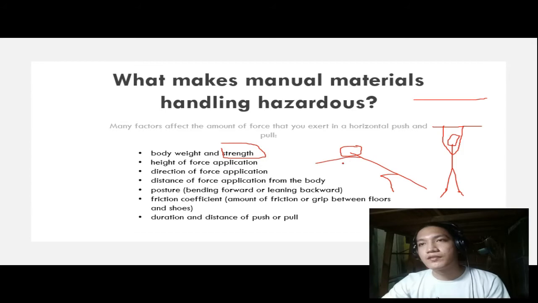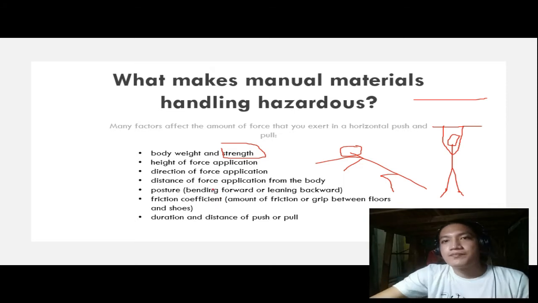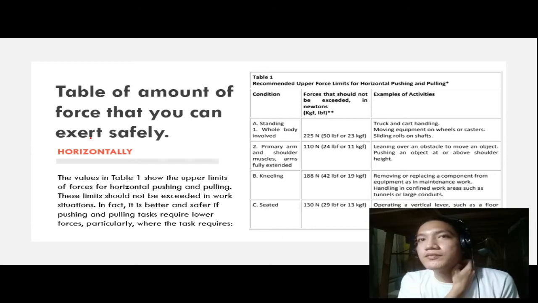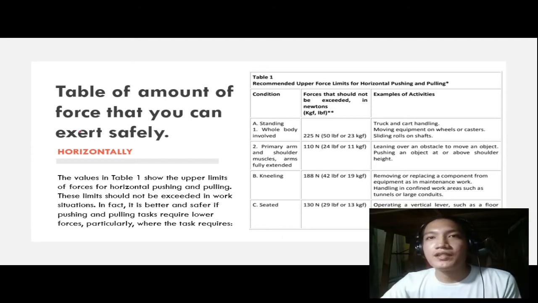So ito, at makatulong ang dahil. Kapag bending forward yan. Friction coefficient, o kung mas madulas yung daanan mo, mas onting force lang exert mo. Kapag mataas ang friction coefficient naman, mas kailangan mo pang tulak. Duration and distance of push or pull. So kapag mas matagal yung duration, over time, babagsak yung force mo pababa kasi mapapagod ka.